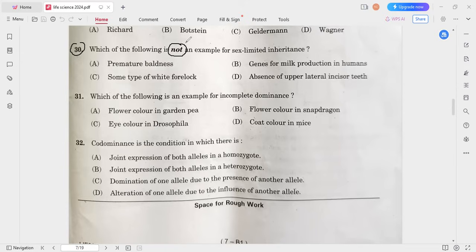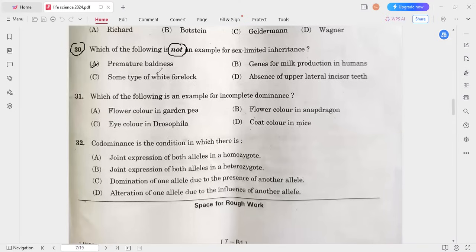Option A, premature baldness. Usually this is sex limited inheritance. Next, genes for milk production in humans. Premature baldness takes place only in men, not in women, so that is sex limited. Genes for milk production take place in women, not in men, so that is also sex limited.